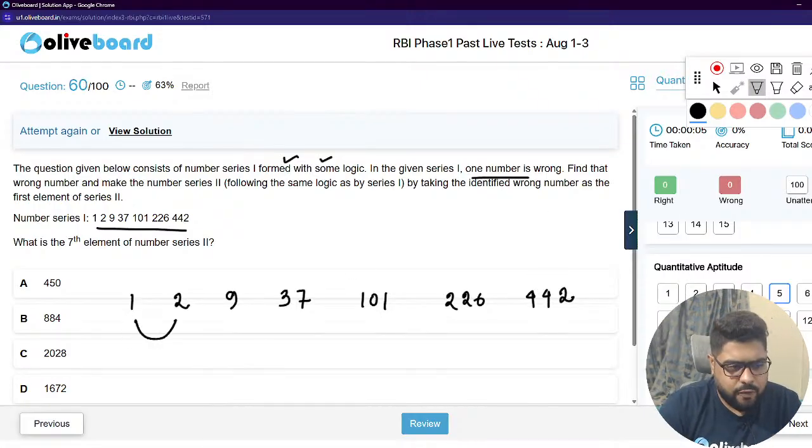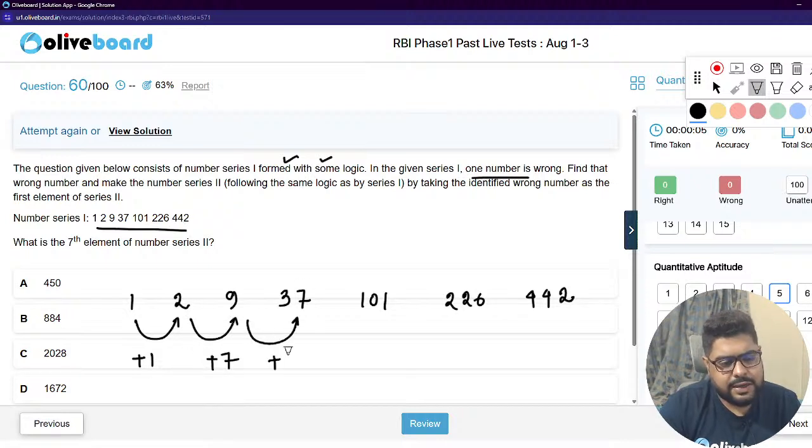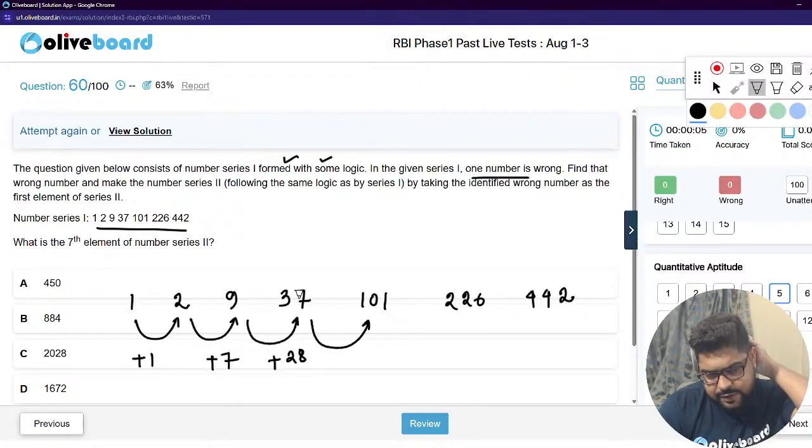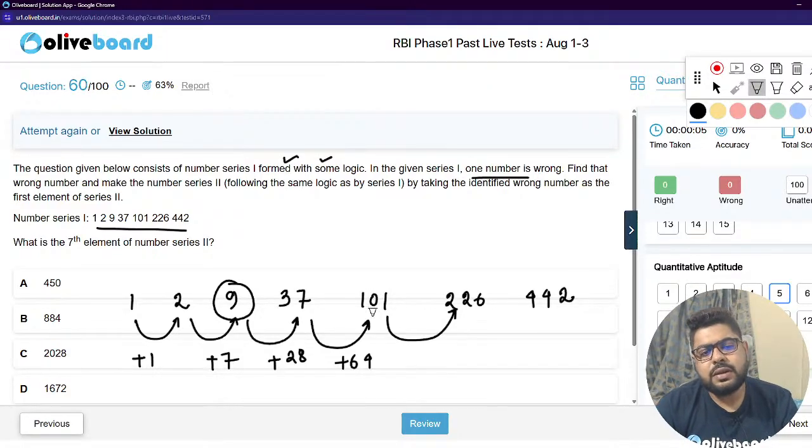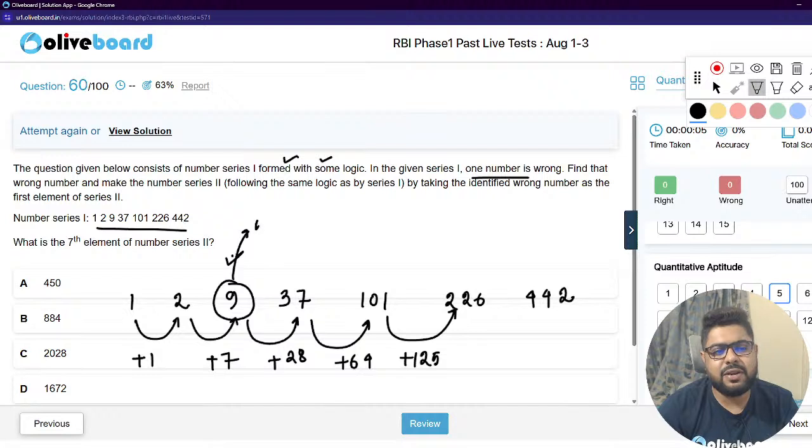Sir, gap of plus 1, gap of plus 7, gap of 27, 28. Gap of, how much, sir? 37. From 40, sir, 60, 61, 64. It seems I understood. It's a cube. I guess this is the wrong number, most probably. Let's see. Yes, sir, this is a cube. This is the wrong number. Very simple logic, cube.